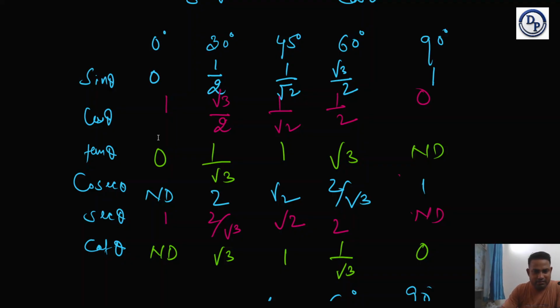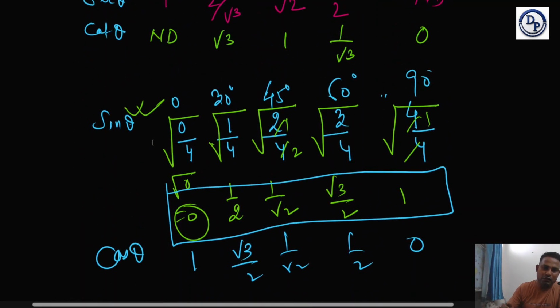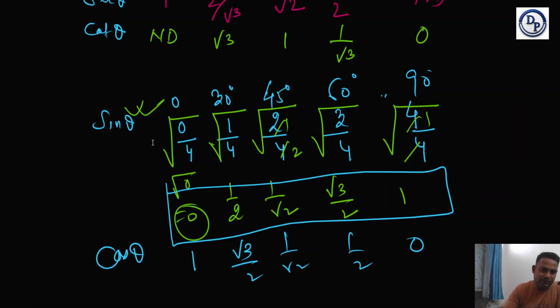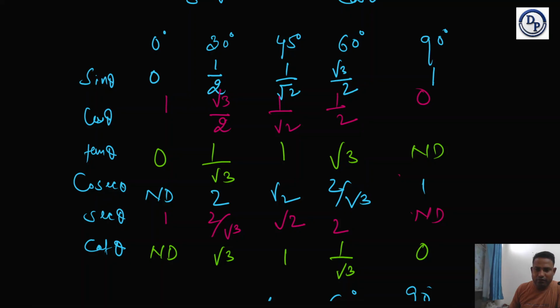So writing it twice, thrice, and learning the tricks which I have just taught you: writing 0, 1, 2, 3, 4, dividing the numbers by 4, and again taking all of them under root, we get the sin theta values, and reversing the complete row, left side to right, right side to left, we get the cos theta values. Okay, so these are the values which I taught you, and how we can learn them. These values are of very great importance, guys. So I hope you understand my teaching right now.